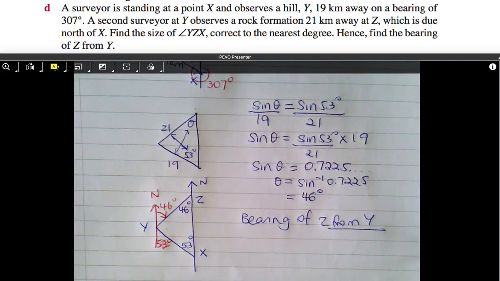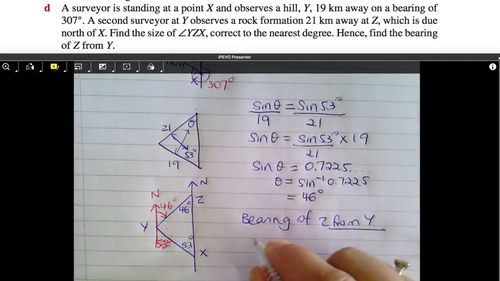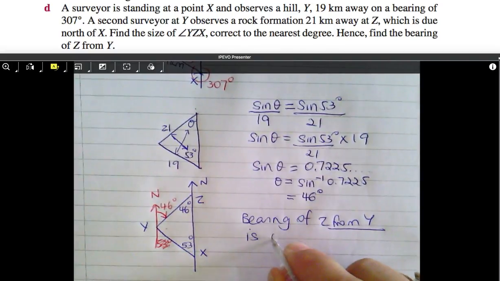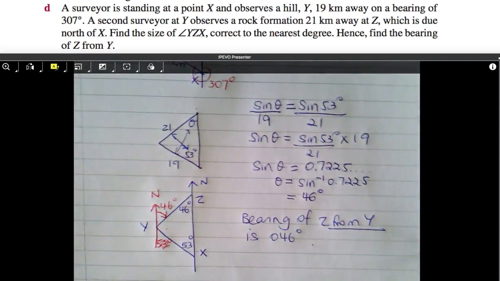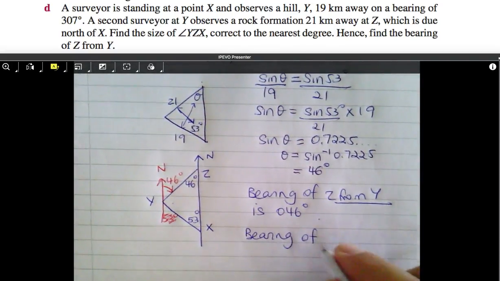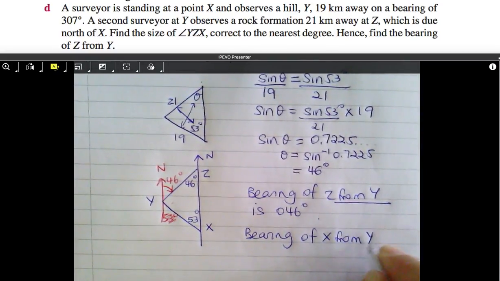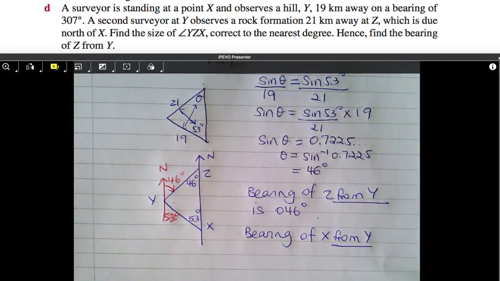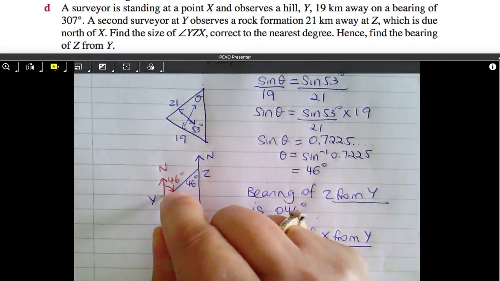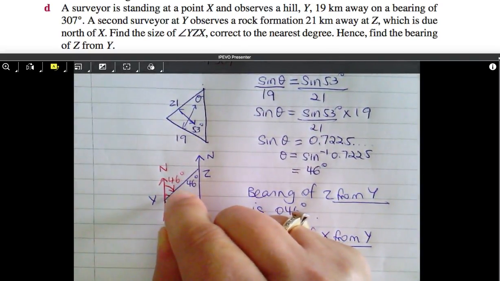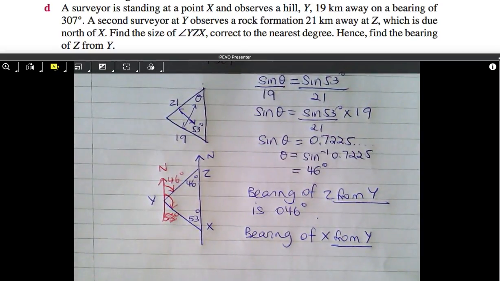Remember, bearings are 3 figures. Bearing of Z from Y is 046 degrees. Just asking another question: can you give me the bearing of X from Y as well? Of X from Y. Start from Y, go clockwise till you find X. It's that whole thing. How could you find that?